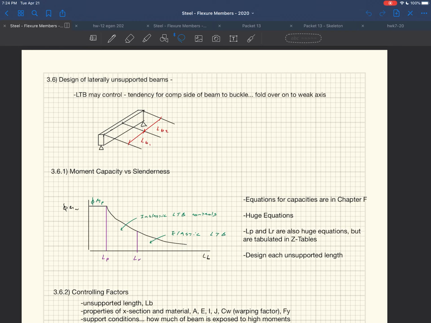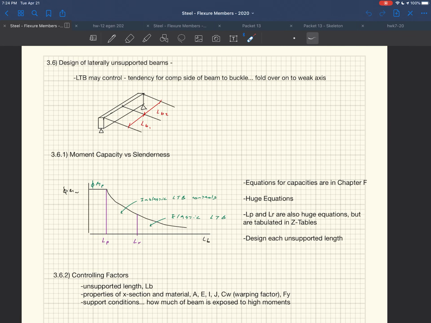Today's agenda is to do an example of a laterally unsupported beam, or a beam that has intermittent lateral supports as opposed to supports along the entire length. Just a quick review: when you have these braces spread out instead of supporting the entire top flange, you get lateral torsional buckling in between these cross braces, or these lateral braces here.